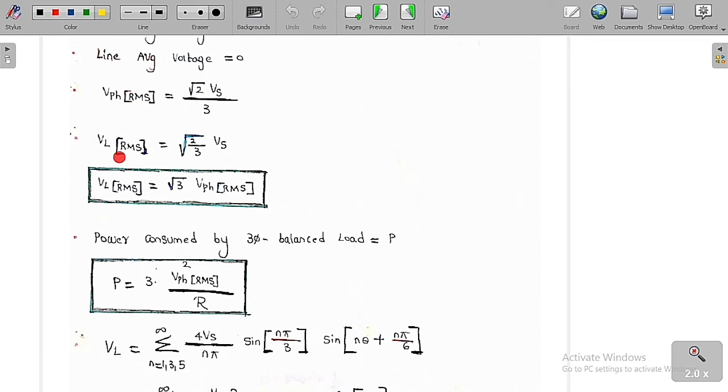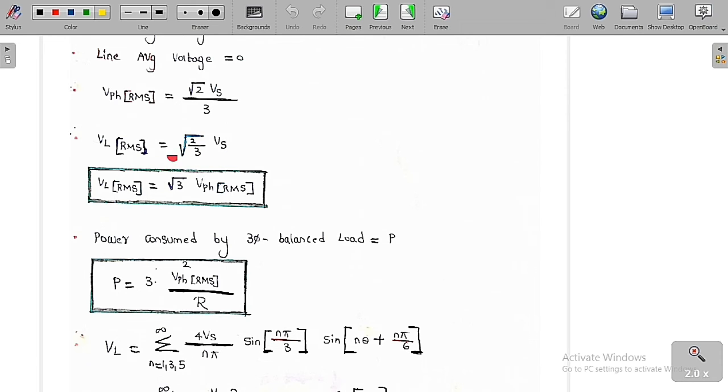Whereas if you try to find the RMS value of the line voltage, finally we get under root of 2 by 3 into Vs. So the RMS value of the phase voltage is root 2 Vs by 3, whereas the RMS value of the line voltage is under root of 2 by 3 into Vs.